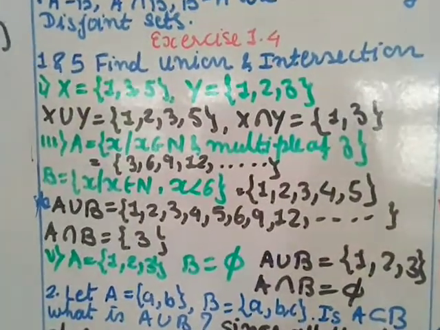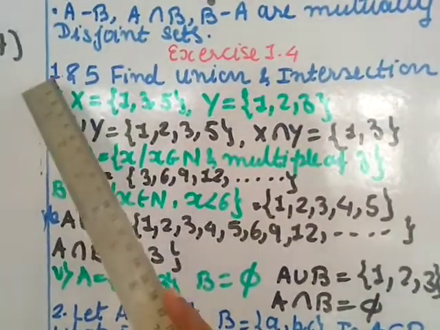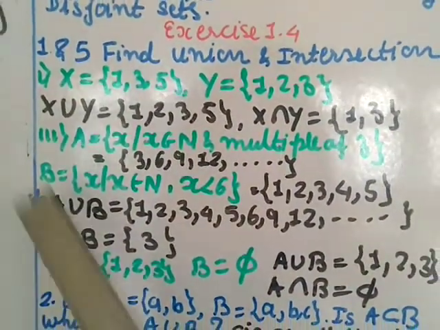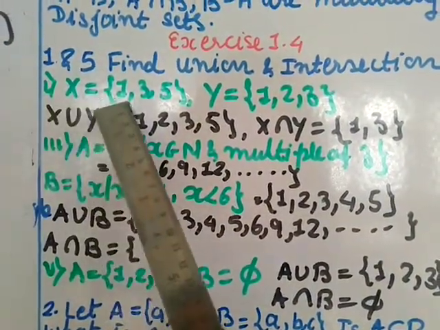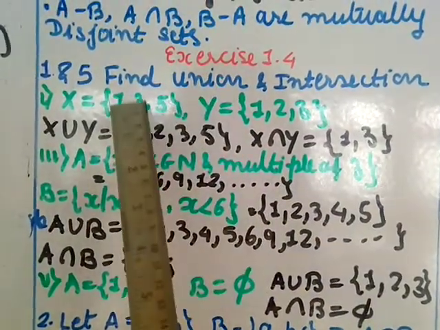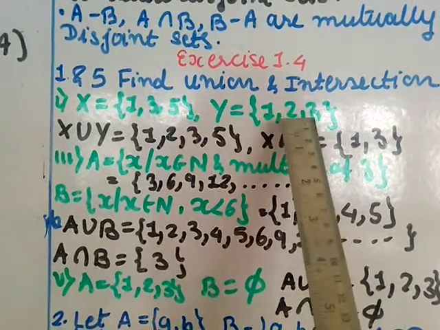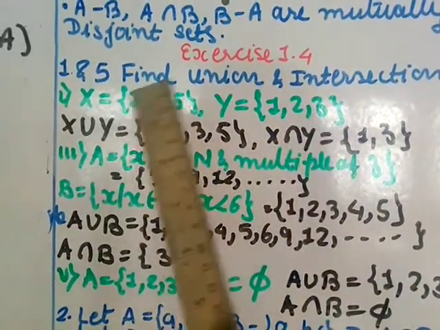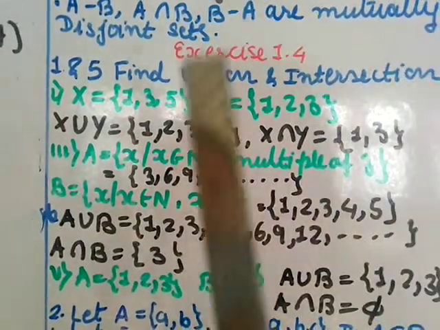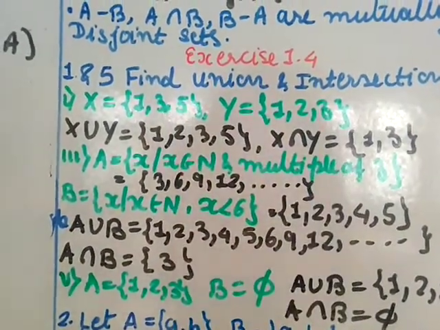Question 1 and 5 I am combining together. In question 1 we have to find the union, and in question 5 the intersection, for the same sets. Part 1: X is equal to {1, 3, 5}, Y is equal to {1, 2, 3}. Union means all the elements of the first set plus all the elements of the second set, with the elements included in both sets written once. And intersection means only the elements which are present in both the sets.